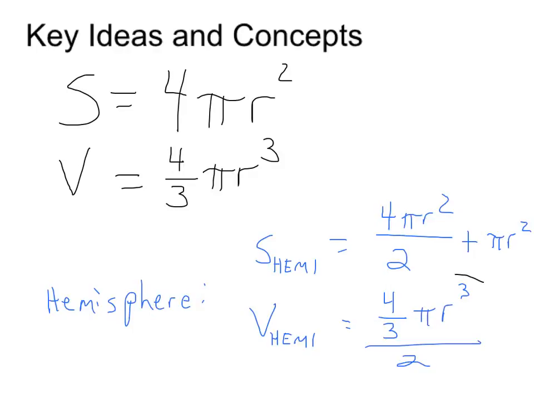For the deep observer, this is equal to 4/6 pi r to the third.